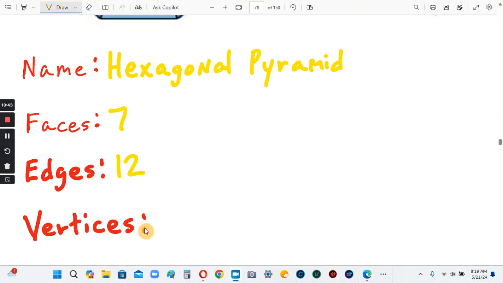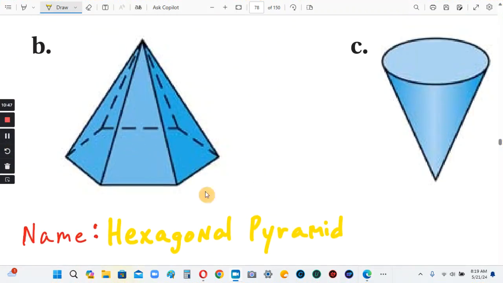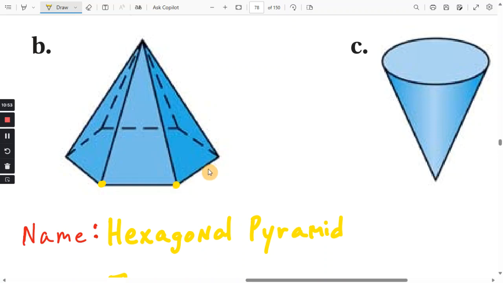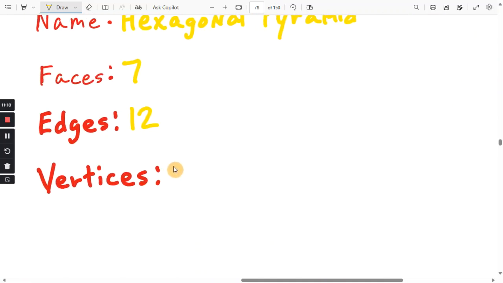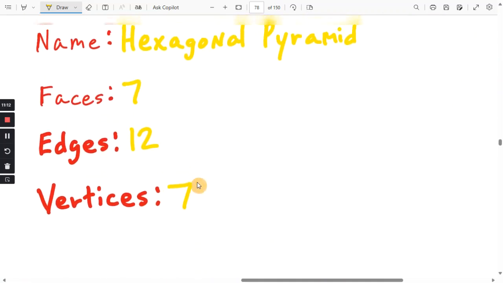Vertices are the points. That's pretty easy. See if you can count the vertices, please. We have 1, 2, 3, 4, 5, 6, 7. That makes sense. A hexagon has 6 sides. It's going to have 6 points, and then 1 extra point on the top. So that is definitely 7 for the number of vertices.